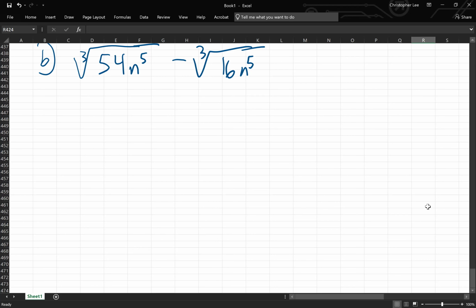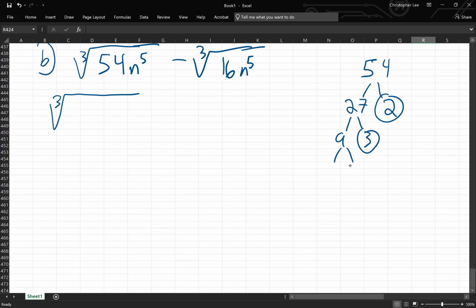What did you get? Let's try it out. 54, divide by two, it's 27. 26, 27. And then this is 9 and 3, and then 3 and 3.